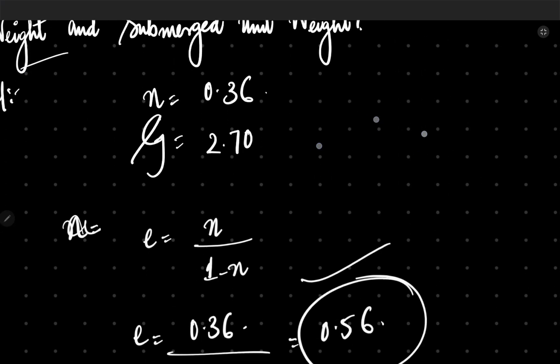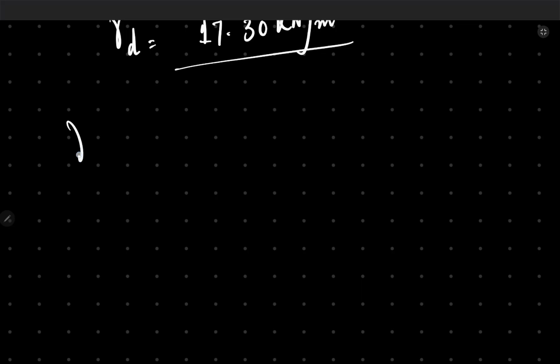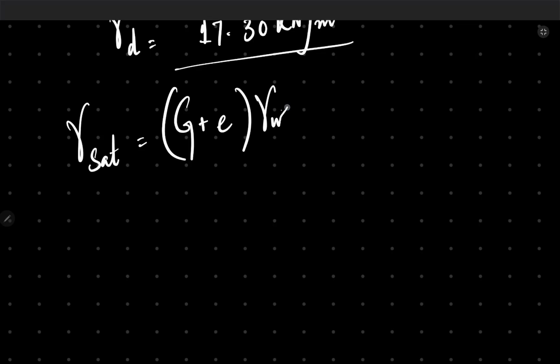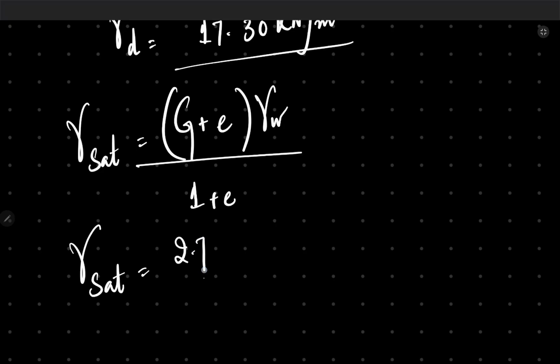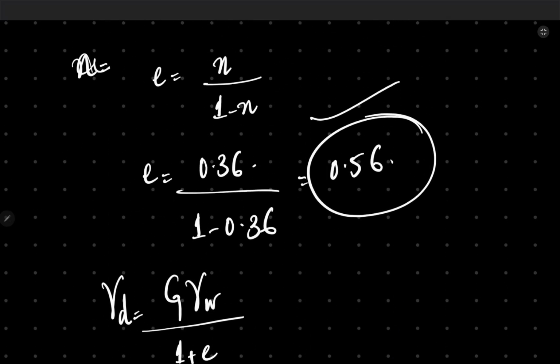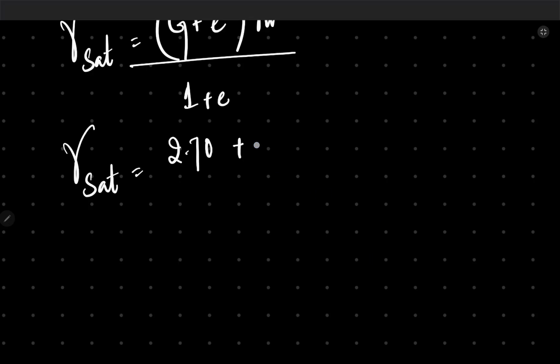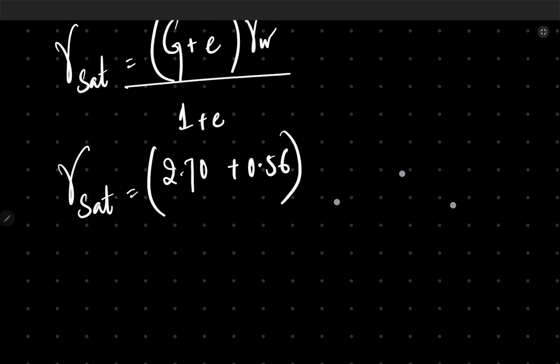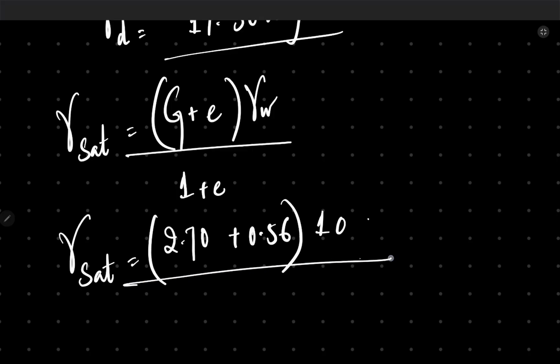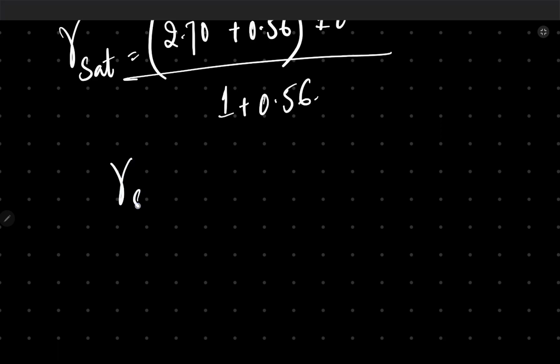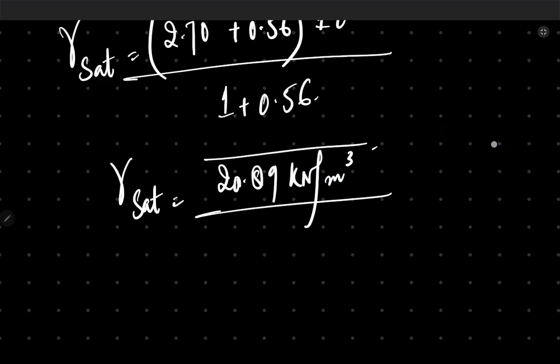Next thing, saturated unit weight. All right, saturated unit weight as per the generalized equation is G plus e times unit weight of water over 1 plus e. So saturated unit weight becomes G is 2.70, e is 0.56, unit weight of water is 10 kilonewton per cubic meter, and 1 plus e is same 0.56. So upon calculations it becomes 20.89 kilonewton per cubic meter is the saturated unit weight.